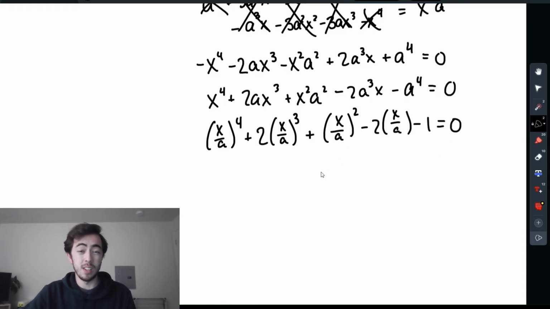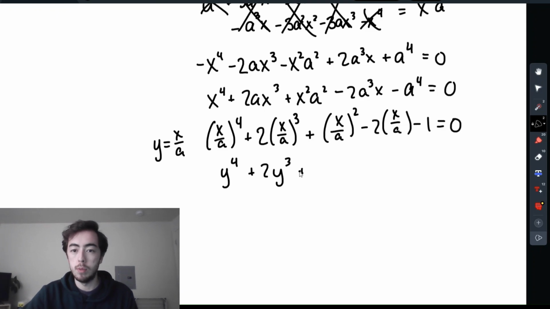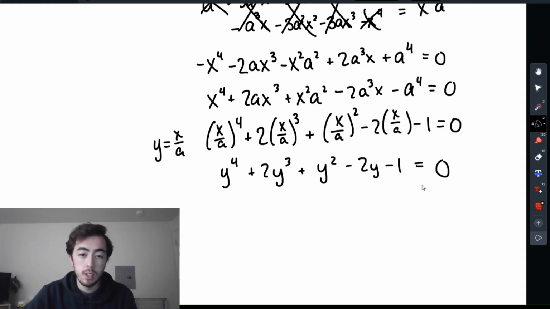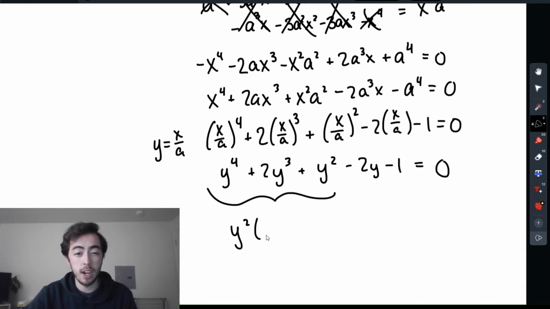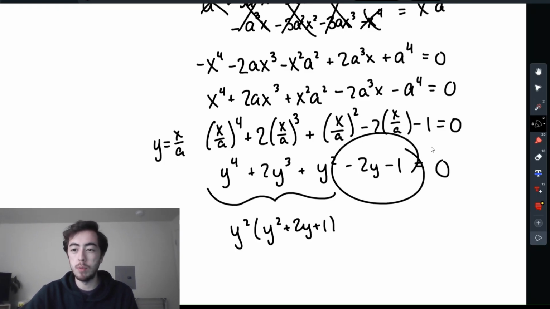And this is a quartic polynomial. Let's try to rewrite it with maybe that substitution here. y is equal to x over a, y to the fourth plus 2y cubed plus y squared minus 2y minus 1 equals 0. What's kind of neat is this chunk right here we could factor, but I don't see how this is too helpful just because we are kind of abandoning the right side of this polynomial.